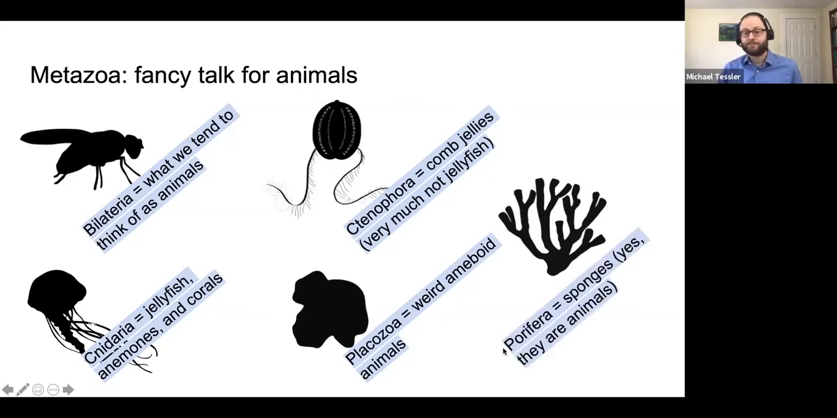They're just weird. And then we have Porifera, the sponges. Yeah, sponges are indeed animals. And so these are the major early divergences in animal evolution. These are the major lineages that make up those early splits. And so all of these are phyla, and Bilateria is a larger group containing many of the main things we tend to think of as animals.